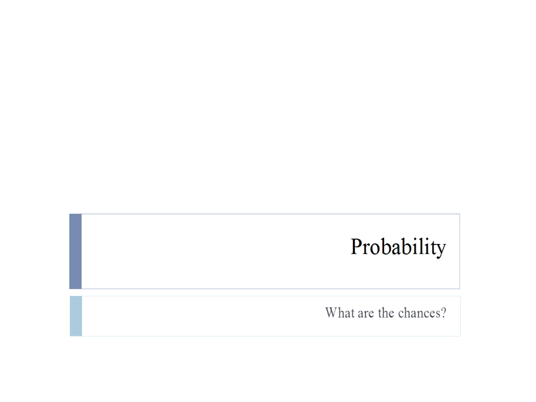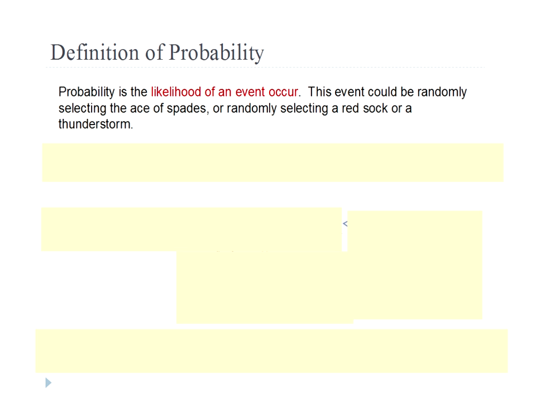So in this last unit, we'll look at some probability, and we'll talk about how we can calculate probabilities in different scenarios. So first, let's talk about what probability is. It's defined as the likelihood of an event occurring. You could be selecting the ace of spades, you could randomly select a sock out of your drawer, or it could be the probability of it raining tomorrow.